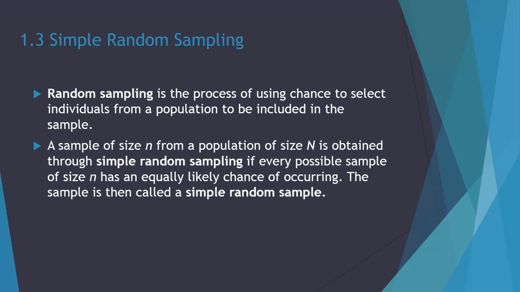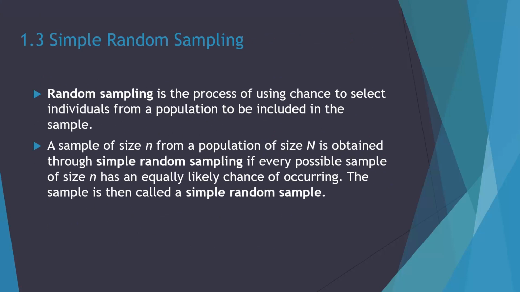Section 1.3 looks at simple random sampling. So this is a pretty short and sweet section. Random sampling is very important in statistics. It's the process of using chance to select individuals from a population to be included in the sample. So a sample of size n, lowercase n, from a population of size N, capital N, is obtained through simple random sampling if every possible sample of size lowercase n has an equally likely chance of occurring. The sample is then called a simple random sample.